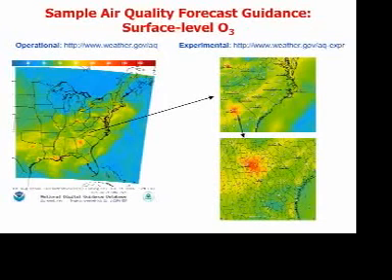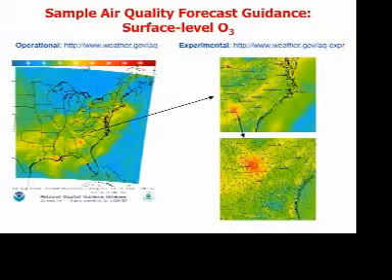Here is a similar model, sample air quality forecast guidance. And indeed, now the federal government, more specifically US EPA, has started to predict ozone, much the way we predict temperature. We are now able to predict ozone, i.e. the air quality. And so we have an ozone problem here, right there in North Carolina. Atlanta has a serious ozone problem.